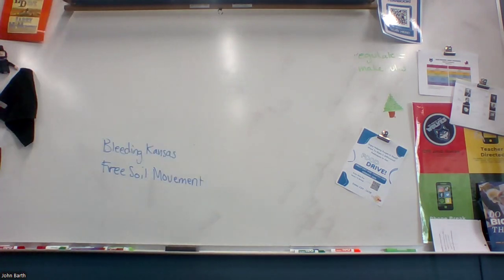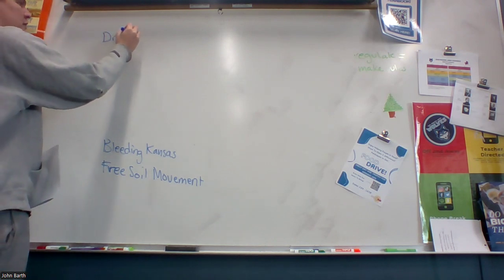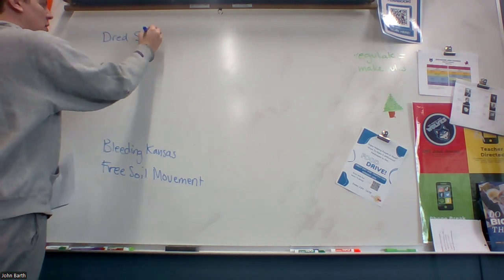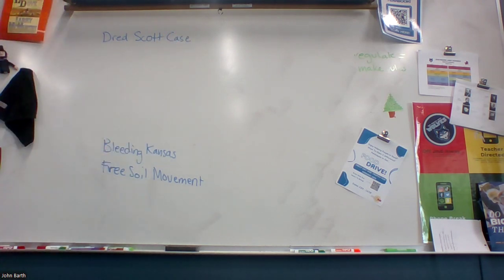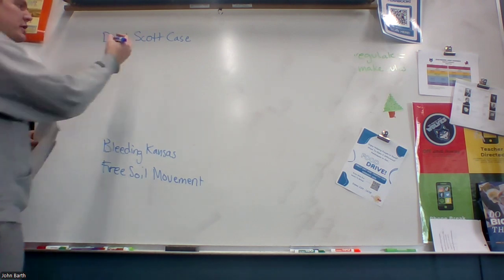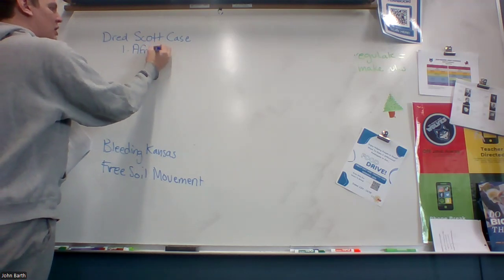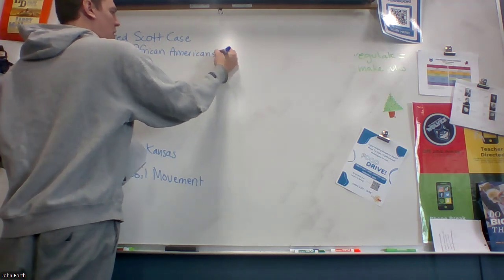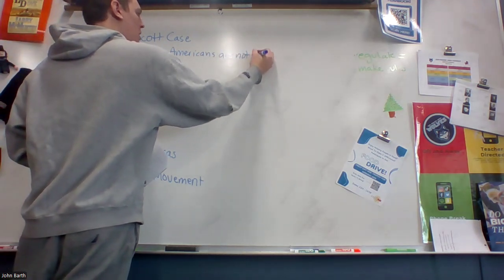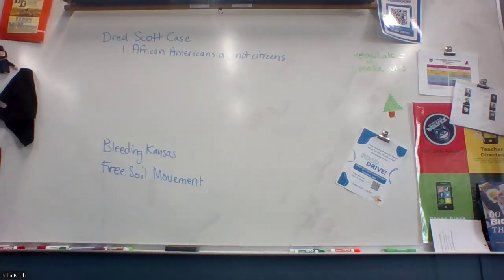But all this changes with the Supreme Court case, Dred Scott versus Sandford. The Dred Scott case decided a few things. Remember, he was trying to sue for his freedom. Number one, it said African Americans aren't citizens. They are not and can never be citizens, Roger Taney declared.